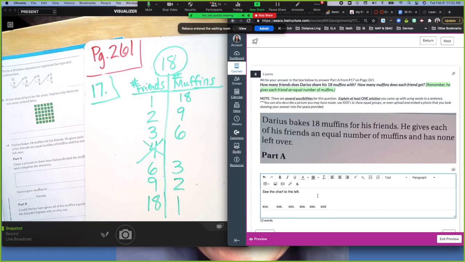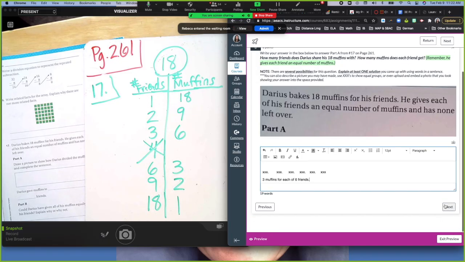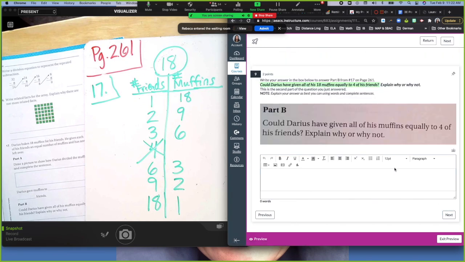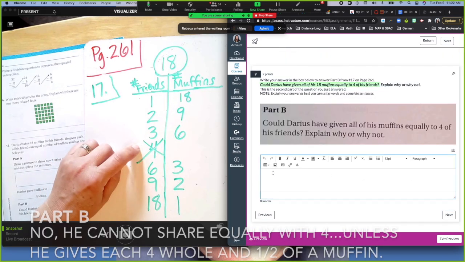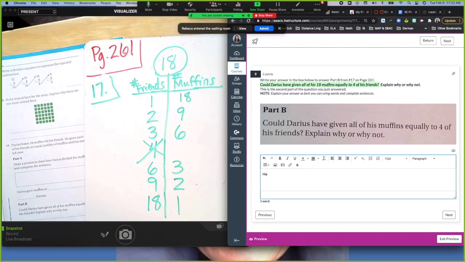I could show that. 3 muffins for each of 6 friends, right? And that would work. You showed it. So for part B, we just said, looking at this chart, he could not because 4 friends would not have an even number.